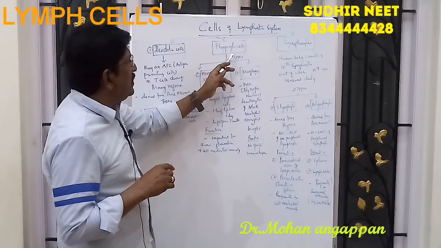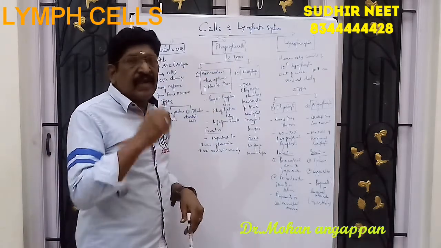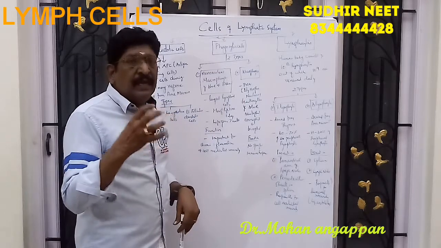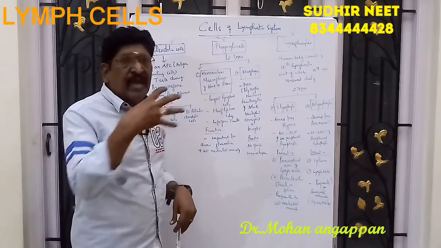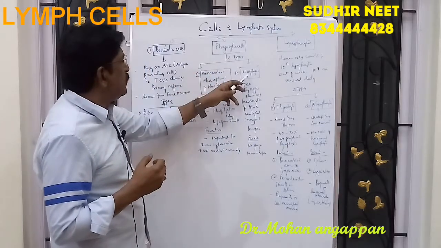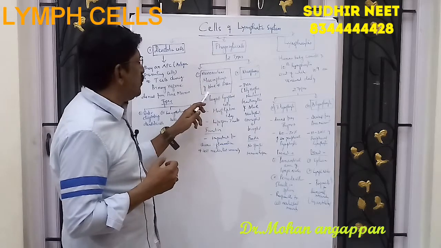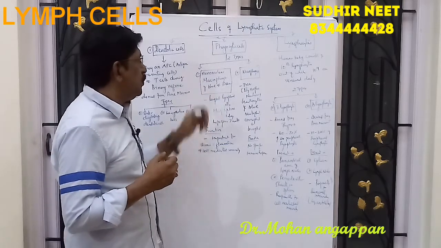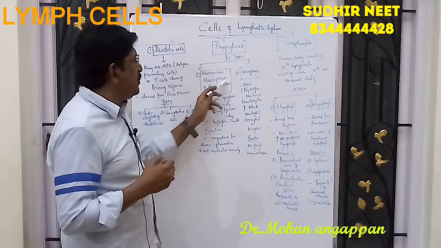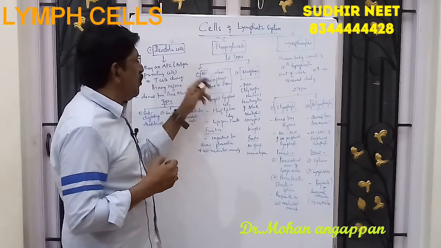Next type of cells are the phagocytic cells. You know what is phagocytosis? Like amoeba, they capture the food by phagocytosis. There are two types. Number one, mononuclear macrophage of blood and tissue. The macrophage is a leukocyte having one nucleus, mononuclear.